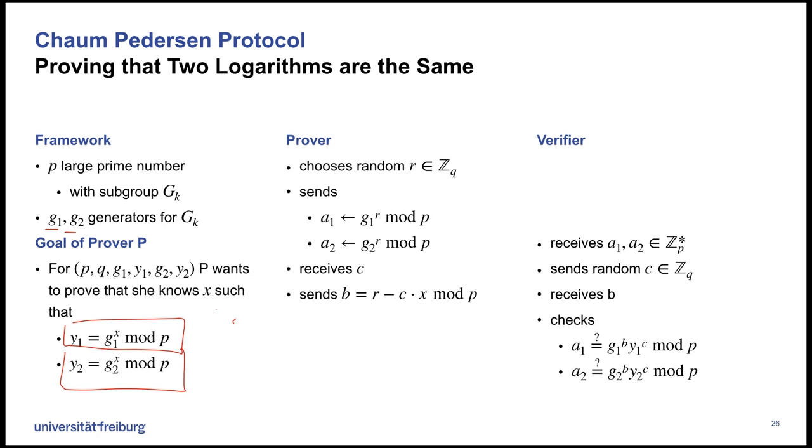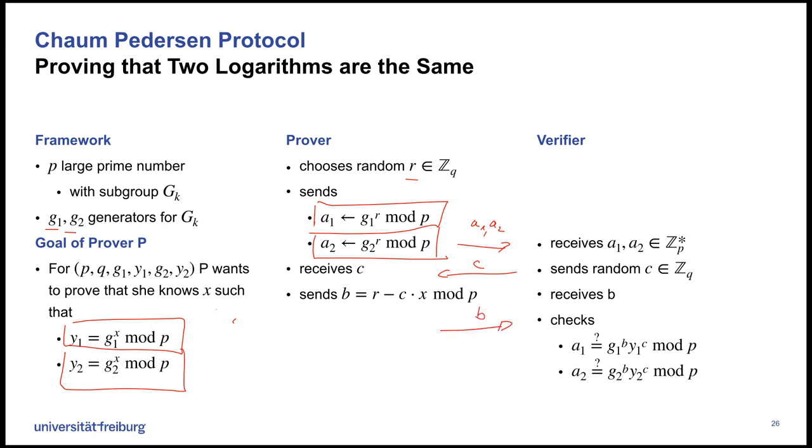So what you do is the following, and this looks very similar to the Schnorr protocol. So we choose a random number R, and we send again two numbers A1 and A2, and both of them are G1 to the power of R. Okay, so this goes to the other side. So we have A1 and we have A2. And the verifier receives it, and again, after receiving, sends a challenge C, which is again a number from Z_q. And then we just send back a B.